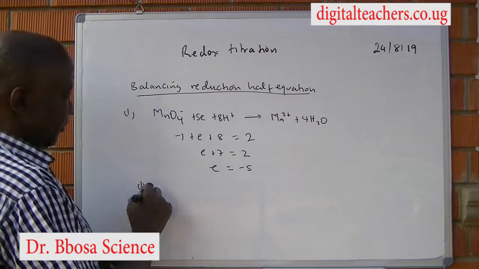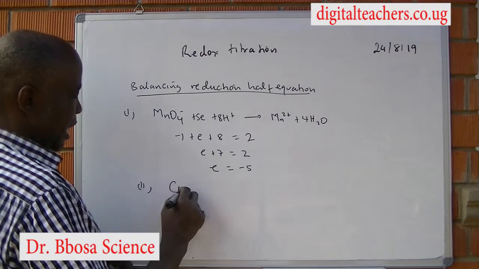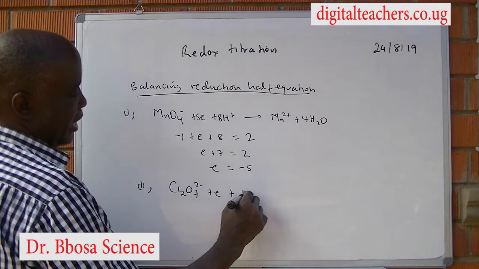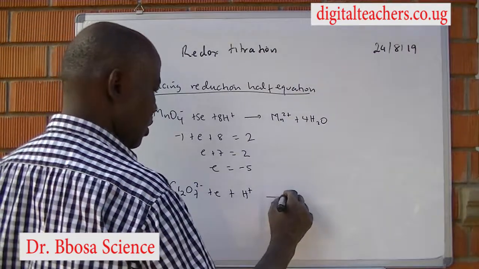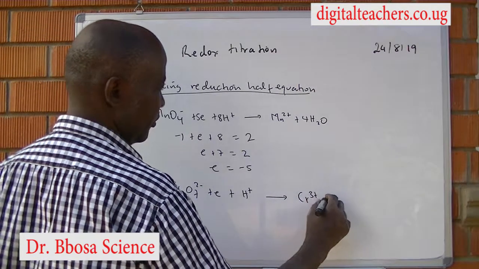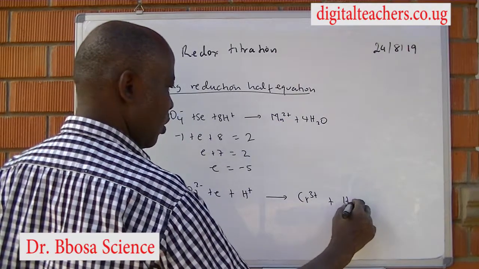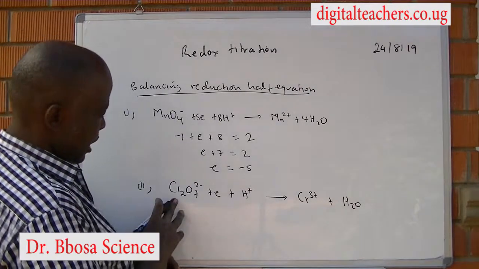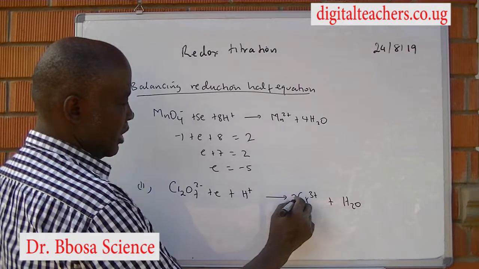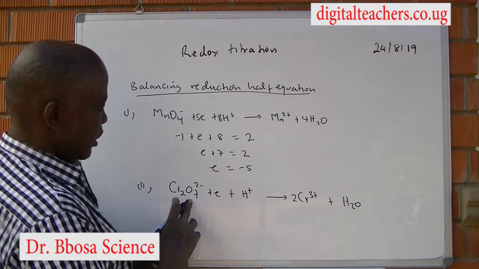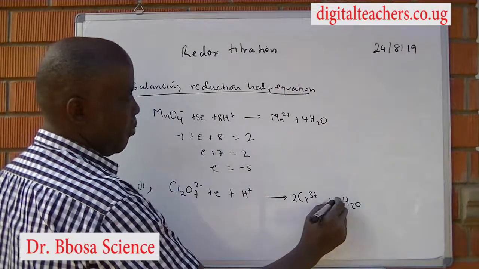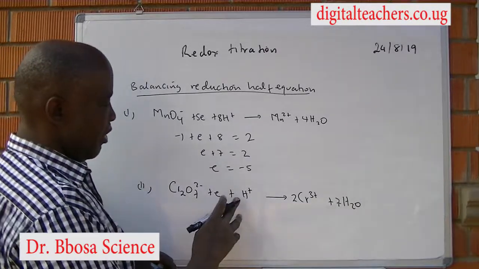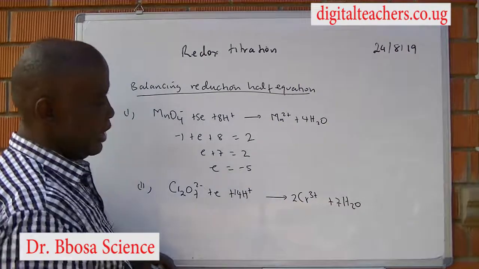Then 2, if we are to balance Cr2O7 2 minus plus electrons plus hydrogen, you will get chromium 3 plus, then plus water. Again, we balance the number of atoms. Here there are 2, here it is 1, so we put a 2. Oxygen there are 7, here there is 1, so we put a 7 to make 7 oxygen. 7 times 2 is 14 hydrogen, here you have 1, so you put 14 hydrogen.